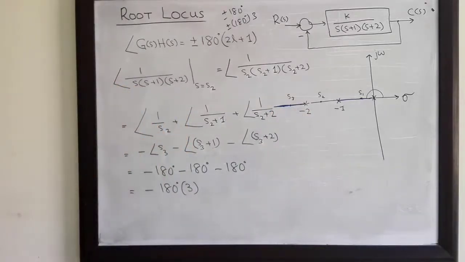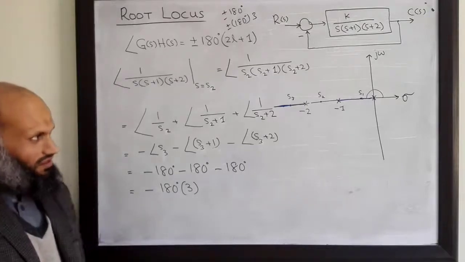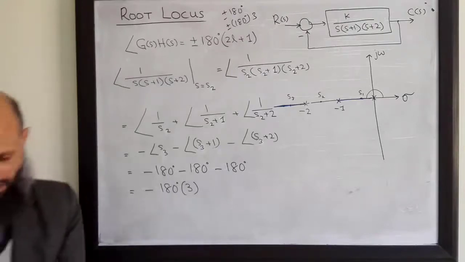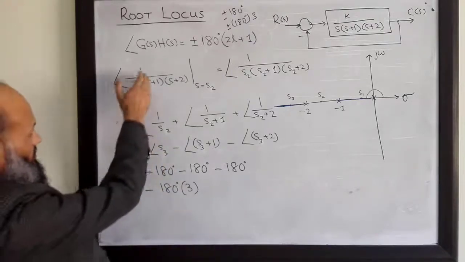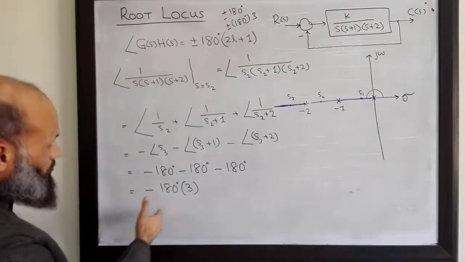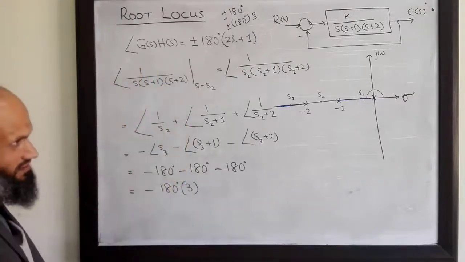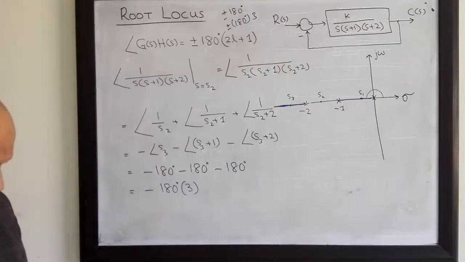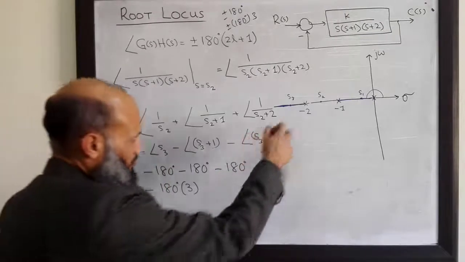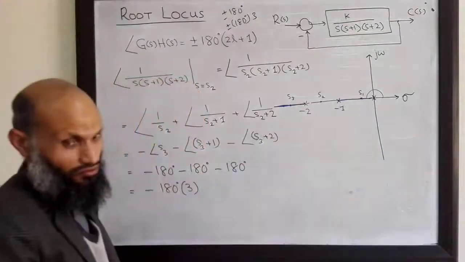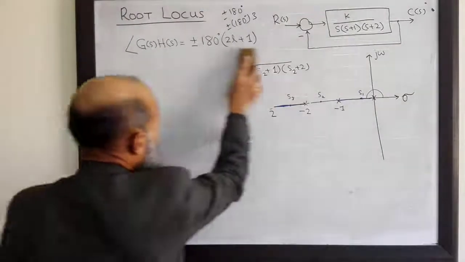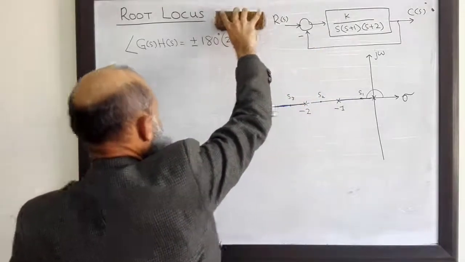From this example, we have one hint, and that we state in the form of a rule, and we shall not always apply this approach. We shall not follow this approach to sketch the root locus. Rather, we shall apply this rule which we are going to write right now to determine whether some particular part of the real axis is part of the root locus or not. So I write the rule over here, which comes from, of course, this angle condition.